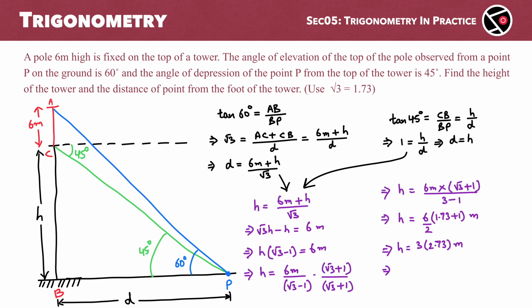And we get h equal to 8.19 meters. As d equals h, d is also 8.19 meters. Height of the tower is 8.19 meters. Distance of point P from the base of the tower is also 8.19 meters. We are done.